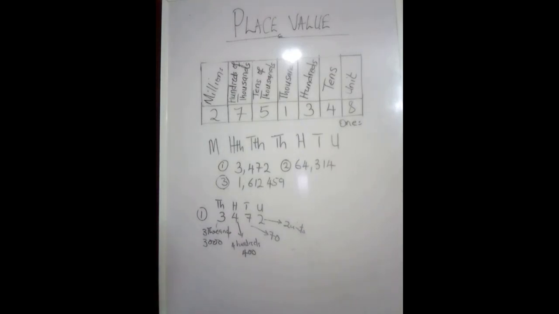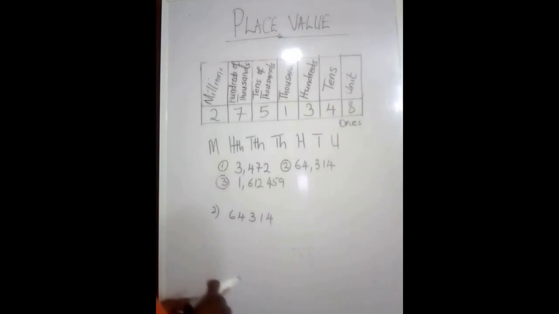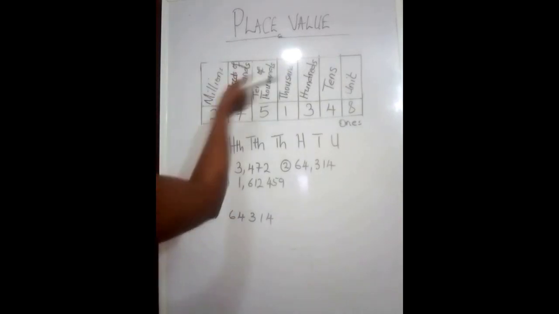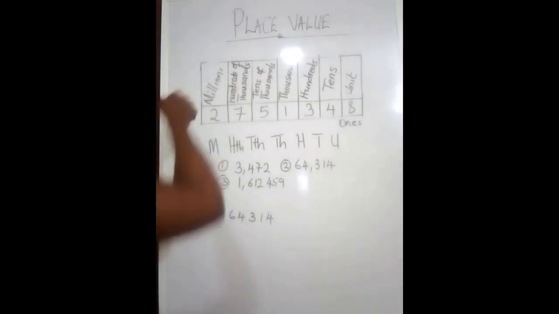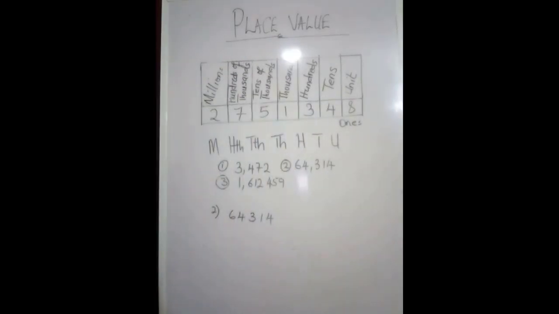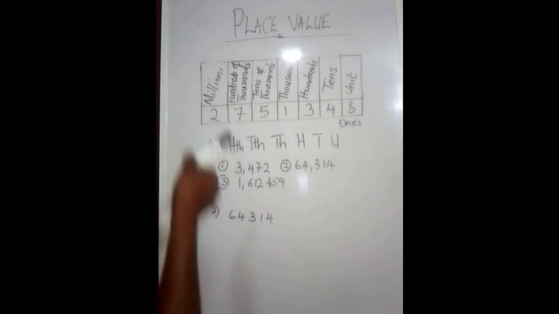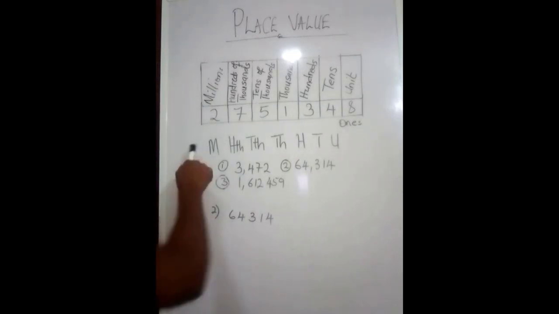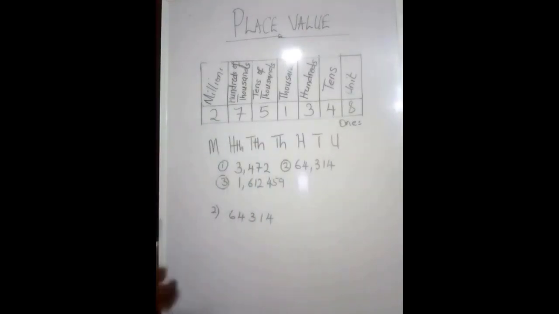Okay, so let's look at the next example, number 2. So the next example is 64,314. Now always remember, that's why you notice that I didn't take off this chart. I have left it here, and this is the last number we are going to see if we can work it out together to see the place value for each of the digits. I've left it here because it's going to help you, and even this I left it here as well so that we guide you.